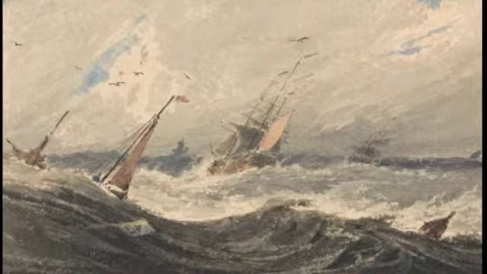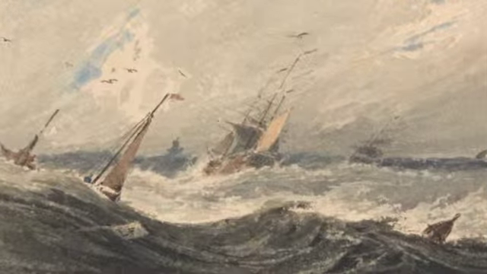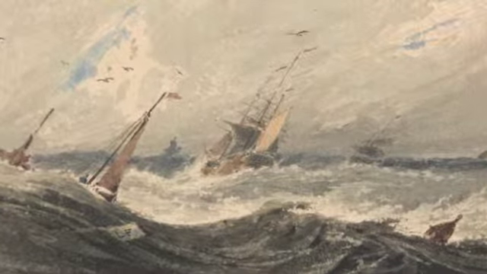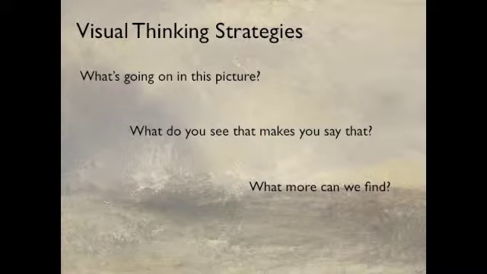The first step of VTS is to allow your students several seconds to really look at an image. Next, you'll start facilitating discussion with 3 questions. What's going on in this picture? What did you see that makes you say that? And what more can we find?